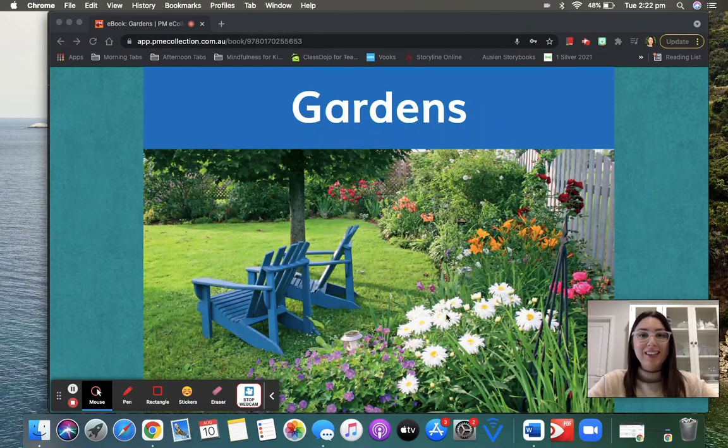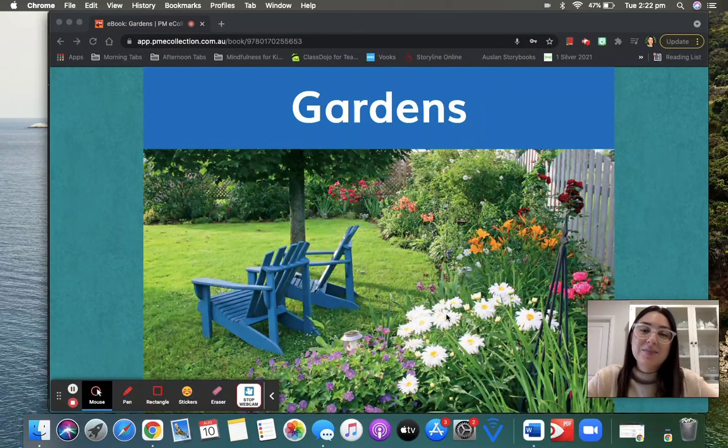Today, modelled reading, I show you two things. One, what good reading sounds like, because we know good reading sounds like talking. The second thing that I'm going to be showing you is how I use my reading strategies when I'm reading a new word.